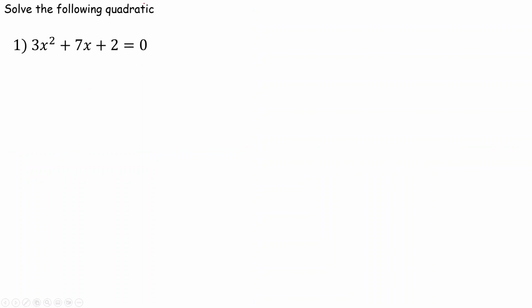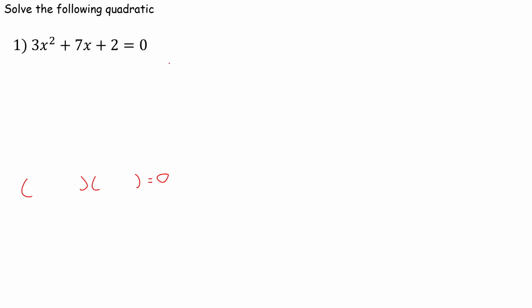So question 1 says, solve the quadratic. Now, this thing here is a quadratic. You've got a square term, and it's a more difficult one because you've got a coefficient bigger than 1 before the x squared part. Now, to solve this, you want to factorize this. You want to put this into a pair of double brackets, okay? And then you want to put it equal to 0.